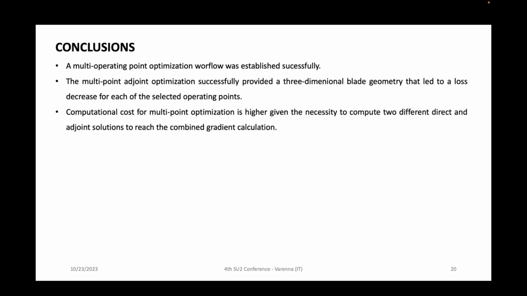So very quickly to the conclusions, the multi-operating point optimization workflow is, at least for this case, established successfully. It was done for a three-dimensional blade geometry that led to a loss decrease for each of the operating points that we mentioned. The computational cost will be higher, of course, compared to single point, because we are giving two solutions for each operating point, both adjoint and direct. And basically, that's what we achieved, and that's how the study looks.